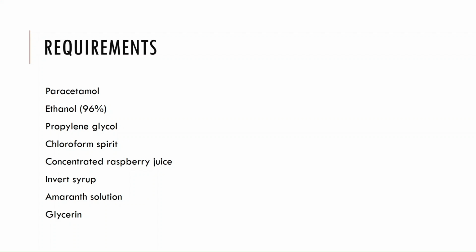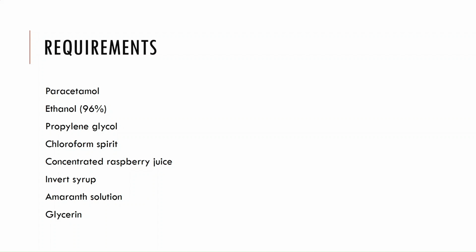Other requirements that you need: ethanol 96% volume in volume. You need propylene glycol. You need chloroform spirit. We have a lecture on chloroform, on how we can prepare chloroform spirit. Then we have concentrated raspberry juice. We need it. And then invert syrup. We also have a lecture on invert syrup. Please check on it in this specific channel.